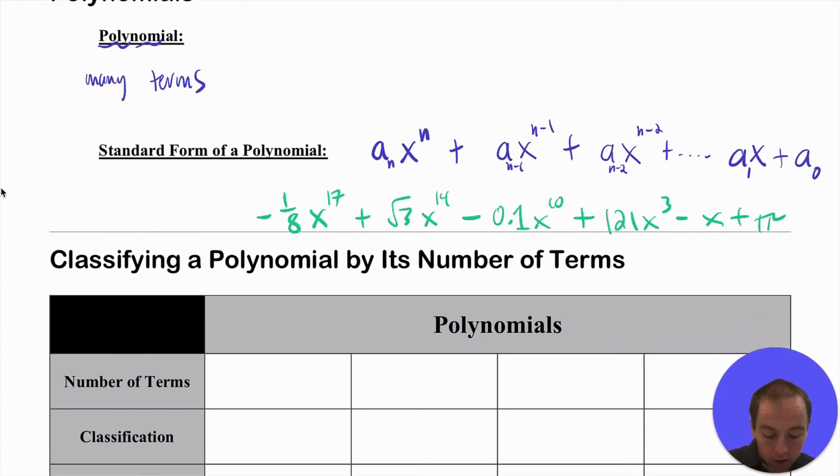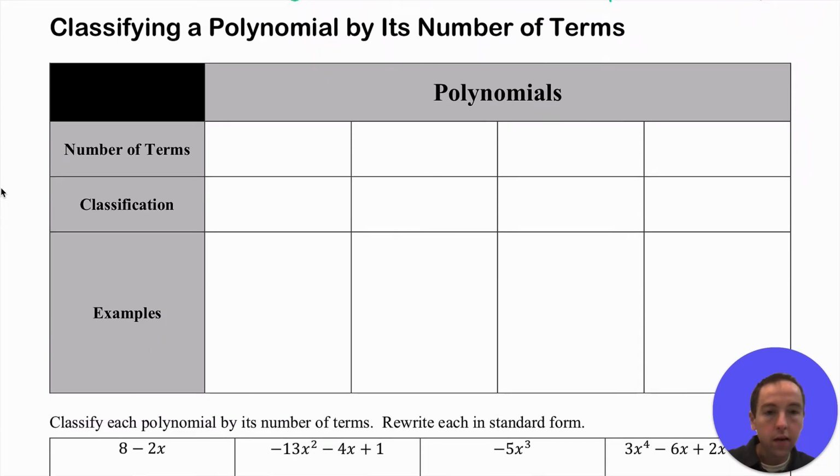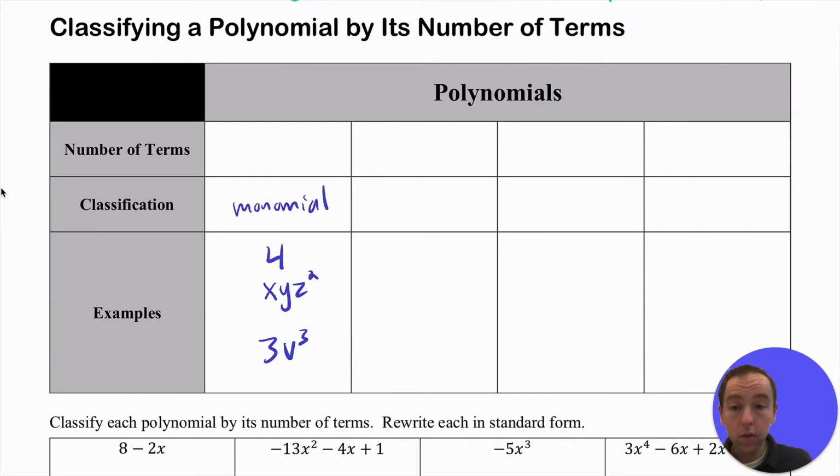Whenever we're dealing with polynomials, we'll get more into classifying them in depth later on, but at this point, we want to be able to understand how we can classify a polynomial by how many terms it has in particular. So, for example, you might have a polynomial that is just a 4, or maybe just an xyz to the second sort of polynomial, or 3v to the third. All of those are examples where there's just one single term involved, and what we call those is monomials, where there's just a single term in the polynomial.